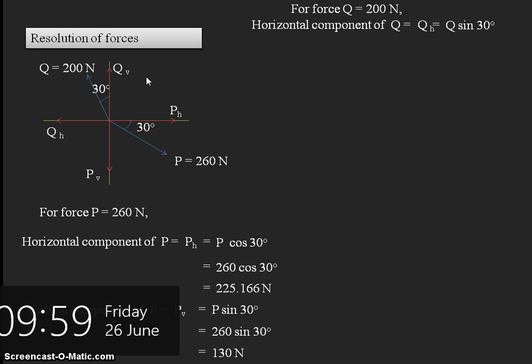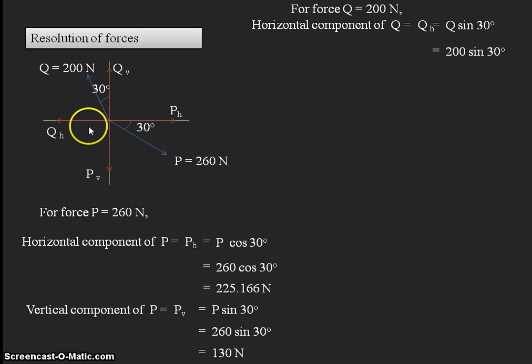Why? Because here QH is becoming opposite here. So sine 30 is equal to QH by Q. So QH is equal to, we can write it as Q sine 30. So the Q is equal to 200 newtons, already we know. So substitute the 200 value, then we'll get the desired QH. And similarly the vertical component is QV. So that QV will be obtained by applying the cos 30 rule. So here QV is equal to Q cos 30. Why? Because cos 30 is equal to QV by Q.